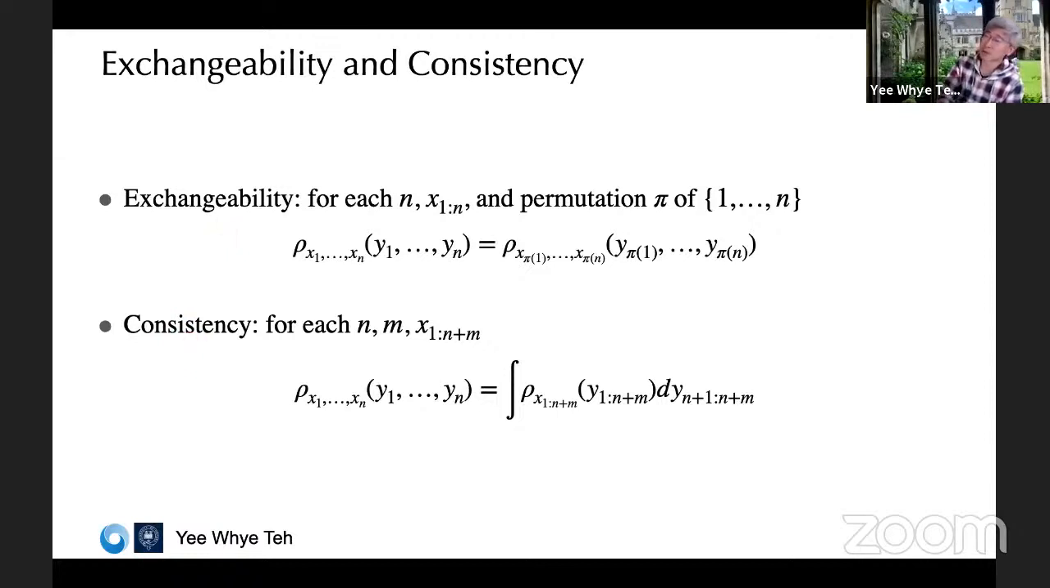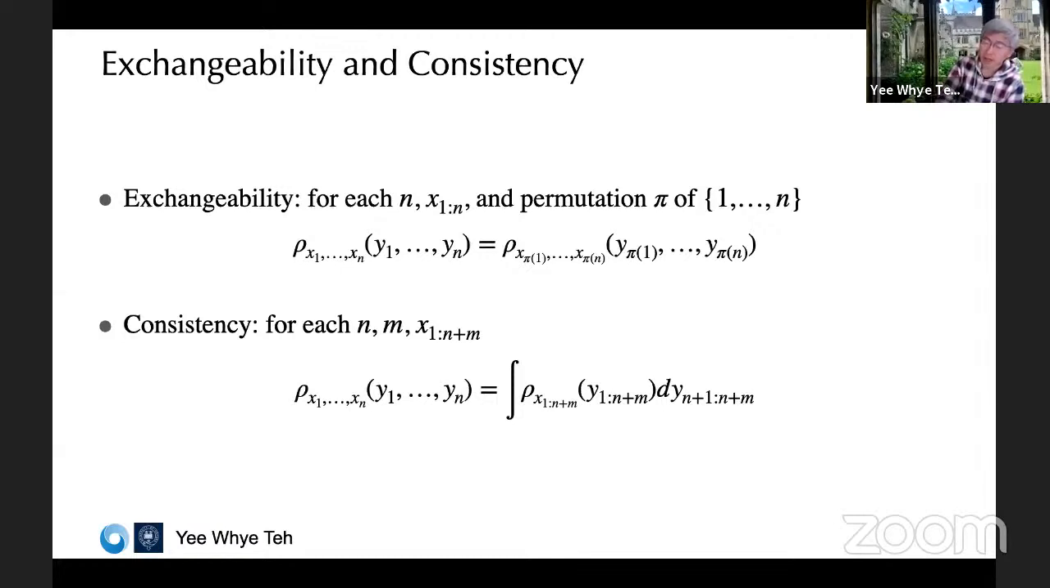Of course, both of these properties have to hold for the marginal distributions of a stochastic process. And what the Kolmogorov extension theorem says is that if we have a family of such joint distributions that satisfies both of these properties, then you can construct a stochastic process such that this family of distributions are the marginals of the stochastic process.